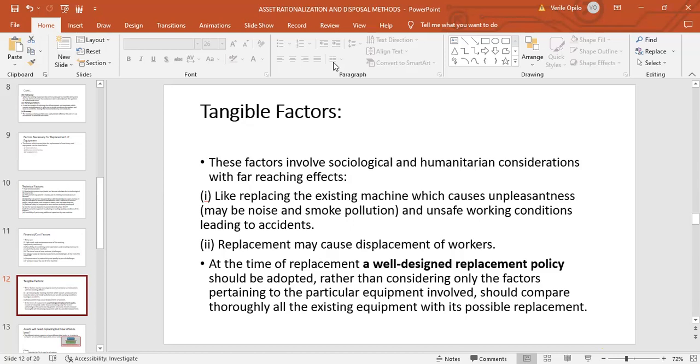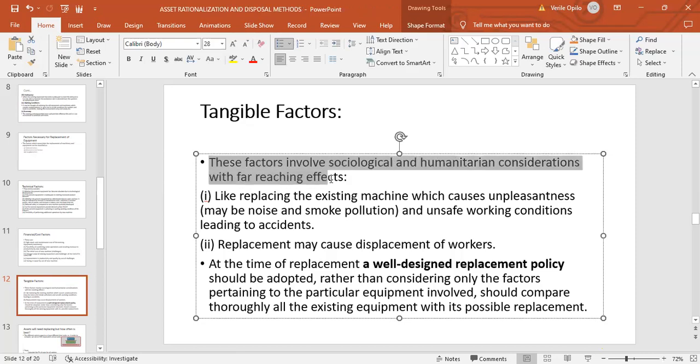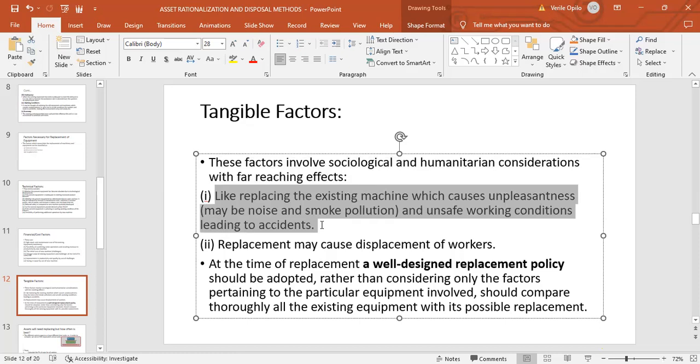So you just consider the impact of your assets to the society and do what is best for the society. As much as you're thinking about profitability of your business, also consider the society in general. Don't just consider your business and how this one is impacting your business and your profitability. So we're saying that these factors involve sociological and humanitarian considerations with far-reaching effects. For example, replacing the existing machine, which causes unpleasantness, for example, it could be in the form of noise pollution or smoke pollution, or there are unsafe working conditions leading to accidents, but there's no need for you to put the society and your employees in danger simply because you don't want to spend money replacing the asset with a new one.